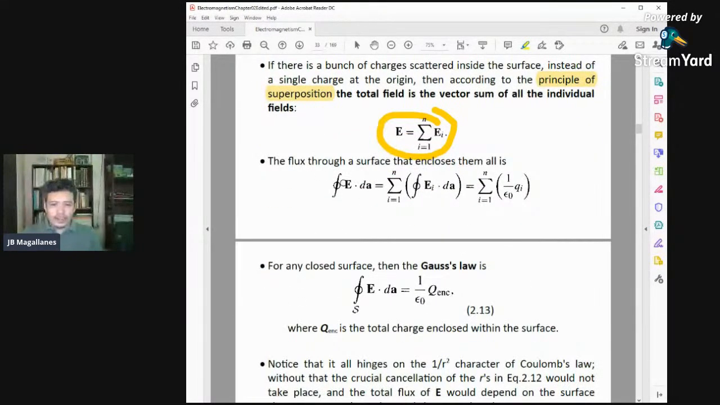So the total flux would be just this. The electric field is actually the summation of the E_i from each of the charges. By the way, you can interchange the integral and summation because they mean the same thing. Only that summation is for a discrete distribution and integral is for a continuous distribution. So you can interchange summation and integral. You replace E with this, and it becomes this one.